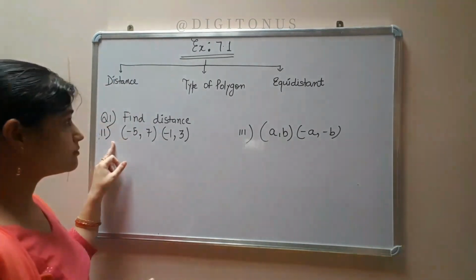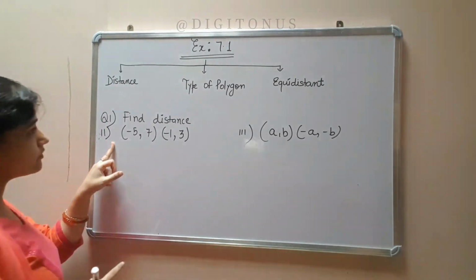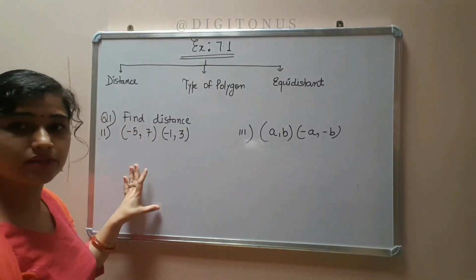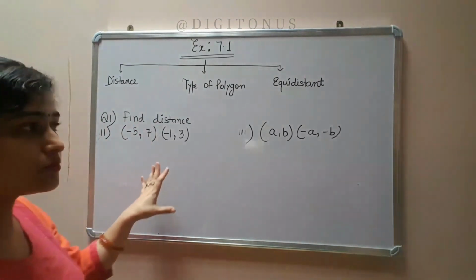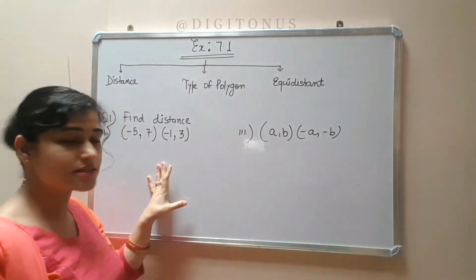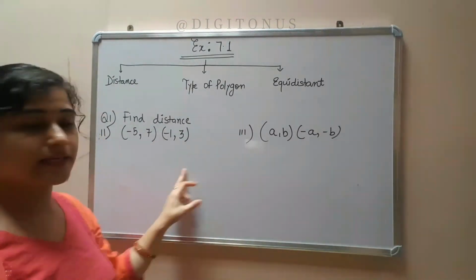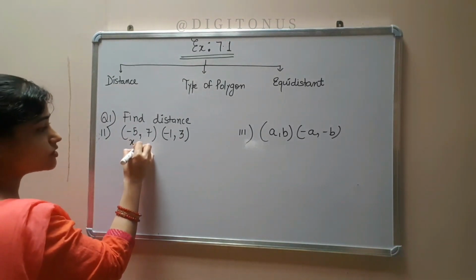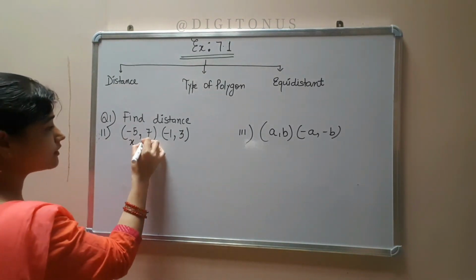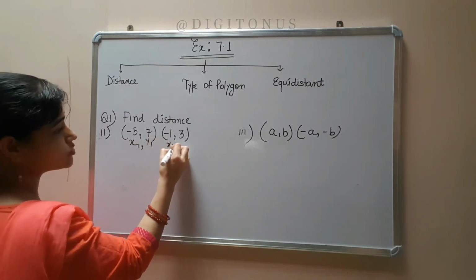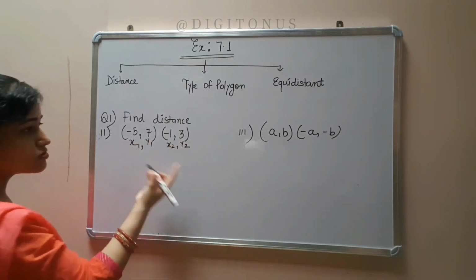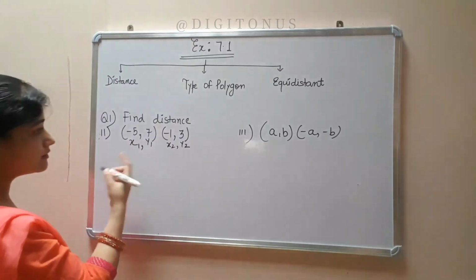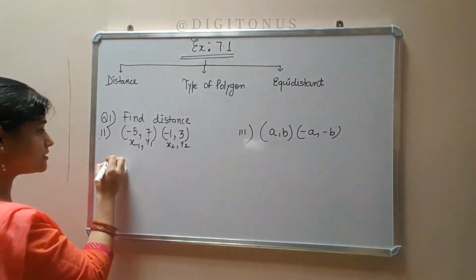So let's start question number 1 of this exercise 7.1. It's a direct question, that is, find the distance. They have given two coordinate points. There are 3 parts. I will do the second and third. So let's start. I told you that we cannot change the order, so it's x1 and y1, and x2 and y2. If we know the values, directly apply the formula.